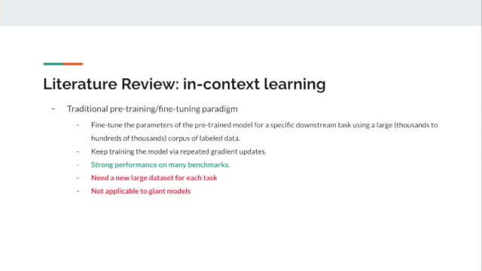So here is the literature review for in-context learning. Traditionally, we have used the pre-training/fine-tuning paradigm, which is a machine learning approach that involves first training a model on a large general-purpose dataset. Then we fine-tune the parameters of the pre-trained model for a specific downstream task using a large, thousands to hundreds of thousands, corpus of labeled data. The model is then continuously trained via repeated gradient updates. This traditional paradigm leads to a strong performance on many benchmarks, but it requires a new large set of datasets for each task and is not applicable for giant models.